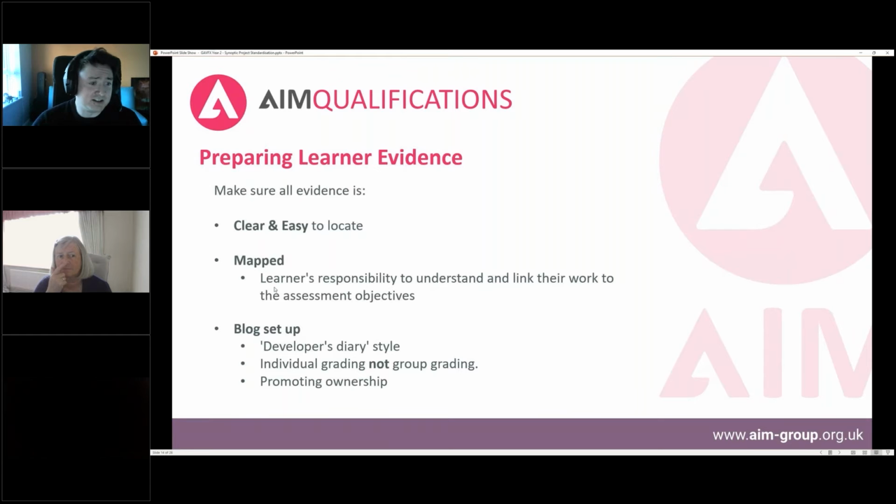And what I'd recommend you to do is to give learners the responsibility to map the evidence, so that you're sharing the units with them, you're sharing the learning outcomes, and you're getting them to understand it, reflect on it and understand the codes. I've got some examples to show you of that in a second.